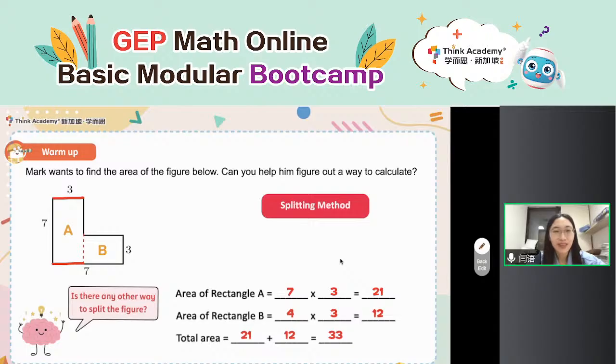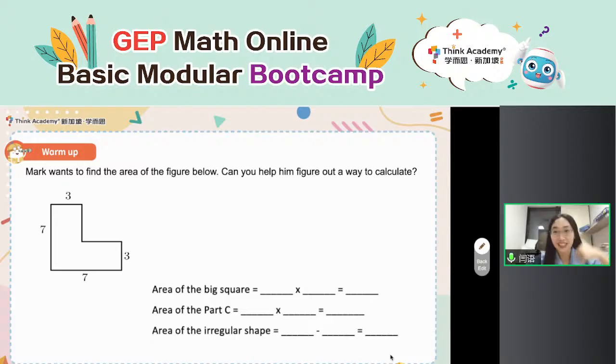Yes. But is there any other way to split the figure? Is it the only way? Of course, no. How do we split? For the first method, I just showed you how we cut vertically, right? And of course, you can also cut it horizontally. So actually, you will get the same answer.